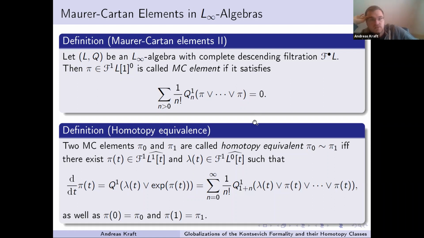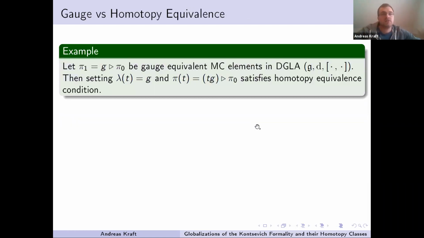So let's compare them for DGLAs. The one direction is pretty easy. So if we have two gauge equivalent ones, then we can construct this homotopy equivalence data like this. So lambda of t is just constant g, and the path pi of t is just the gauge action of tg. So for t equals 1, this is pi 1. For t equals 0, it's pi 0, and it satisfies this differential equation from before.